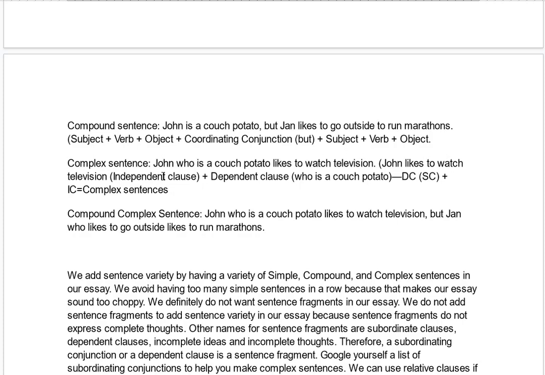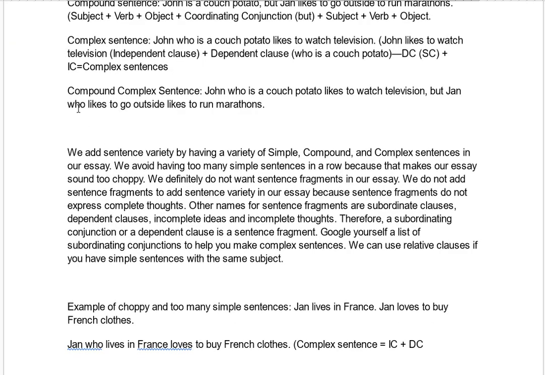A complex sentence: John, who is a couch potato, likes to watch television. So John likes to watch television is the independent clause, and then the dependent clause is who is a couch potato. When you put a dependent clause and an independent clause together, you have a complex sentence. Then a compound-complex sentence is when you put a compound sentence together with a complex sentence.